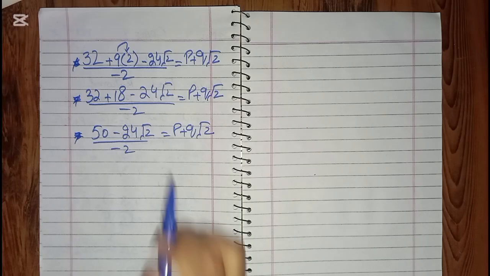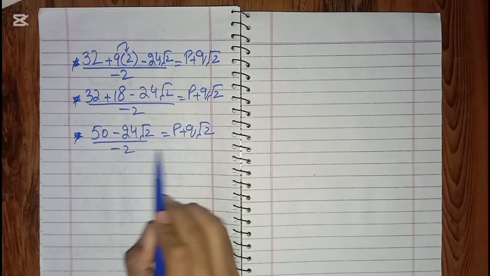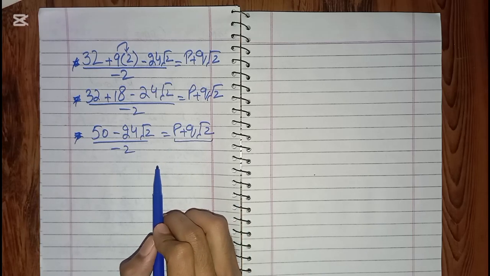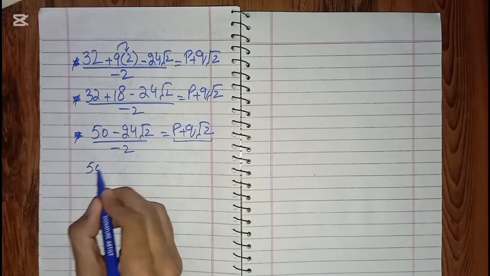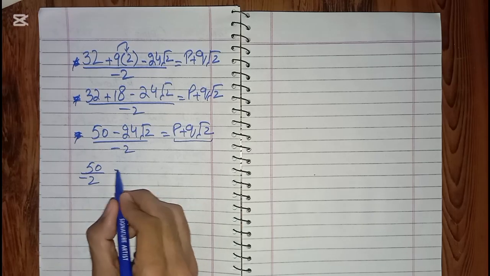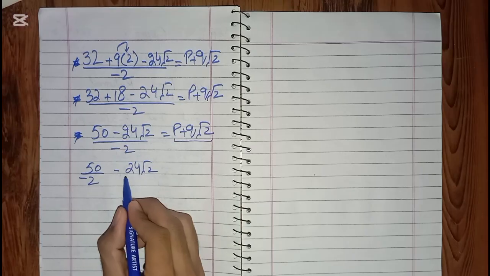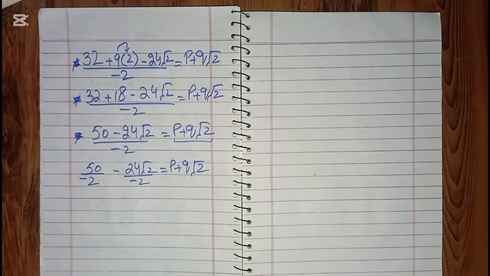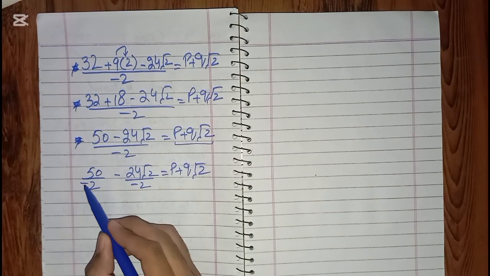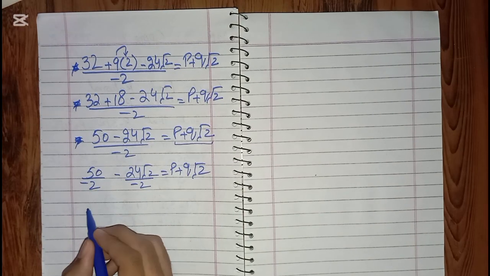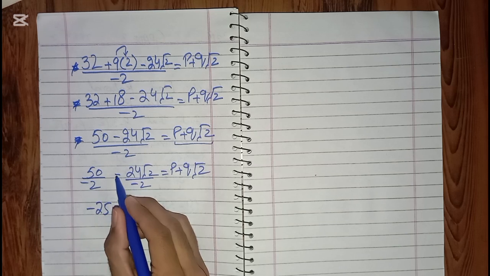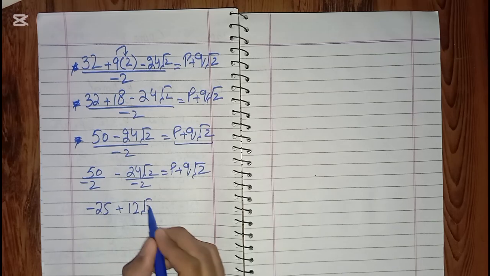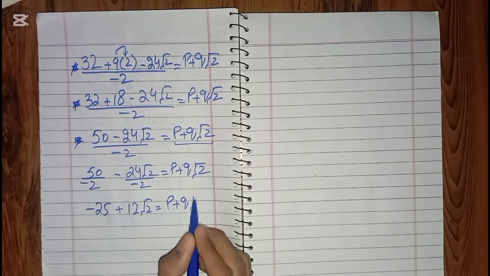Now we have to convert our answer similarly. How can we write this? We simply write 50 divided by minus 2 and minus 24 square root 2 over minus 2, and it is equal to p plus q square root 2. Then you can see this is a minus sign. If we divide 50 by 2, you get minus 25. This is minus and this is minus. Minus minus will become plus, and this 2 cancels out with 24. You get 12 square root 2, and it is p plus q square root 2.